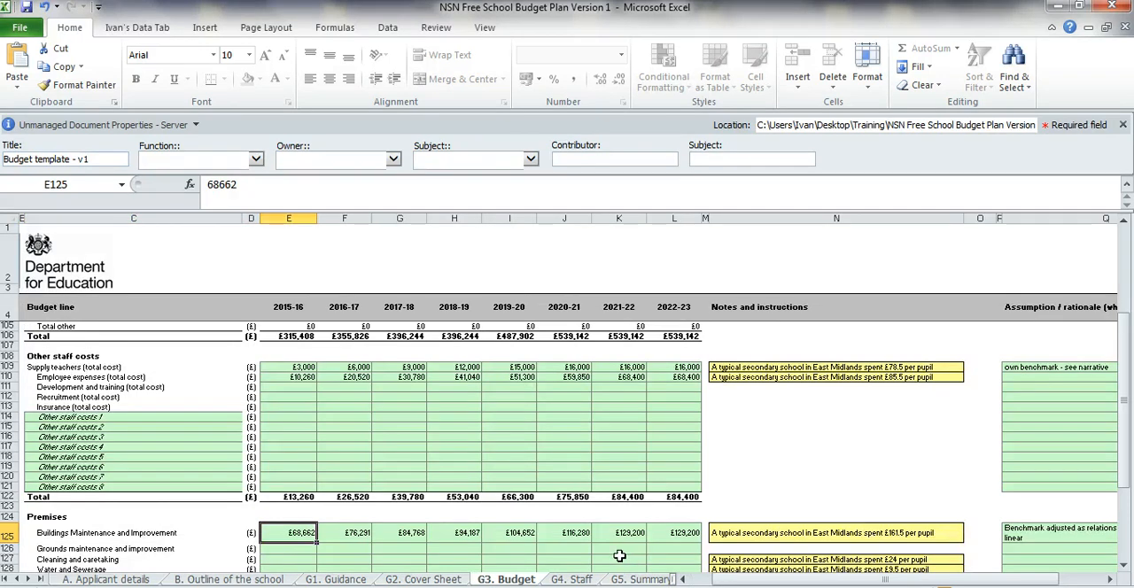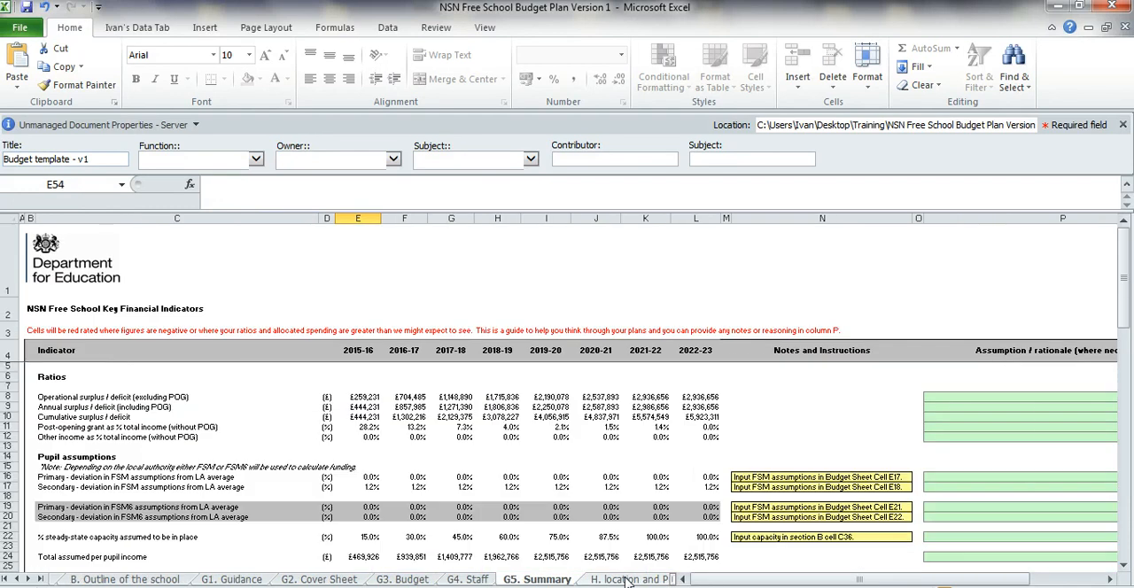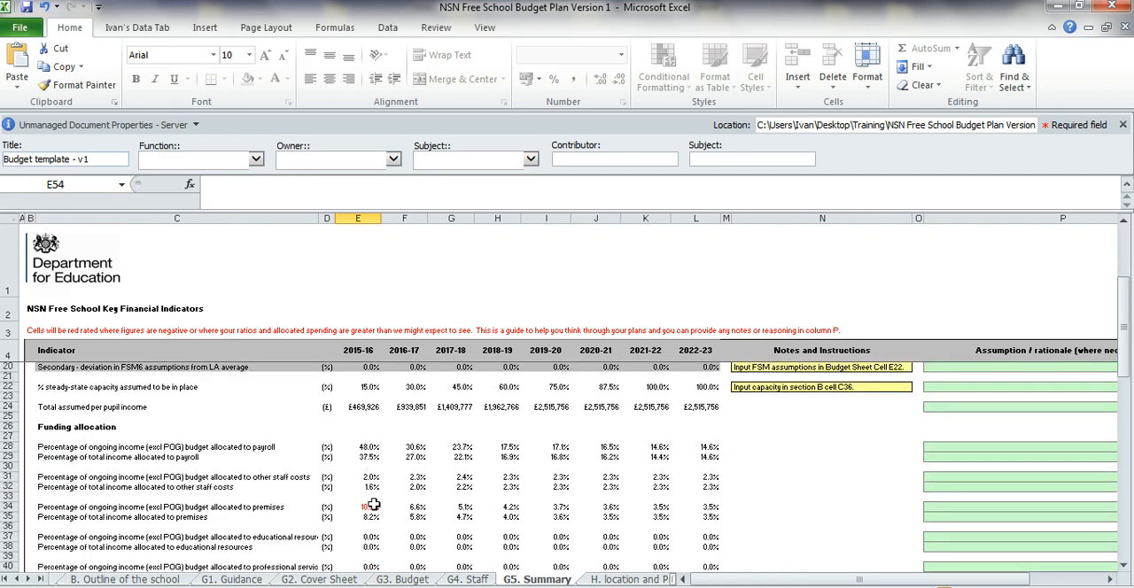Now, if we now go to tab G5, the summary sheet, even before I enter other premises costs that will increase the effect, the summary has a red cell at E34. Let's go down to E34. There you go. 10.5%.